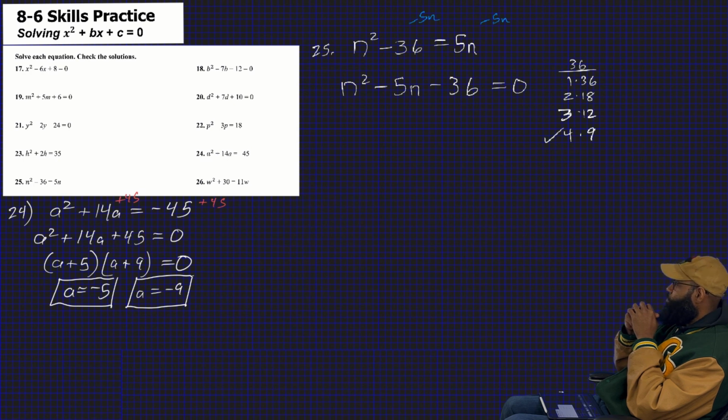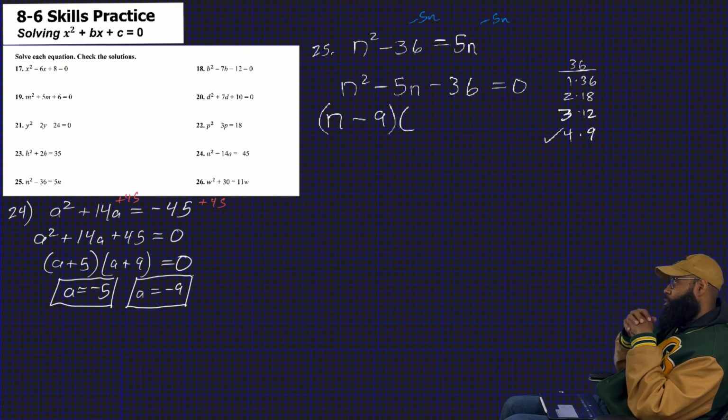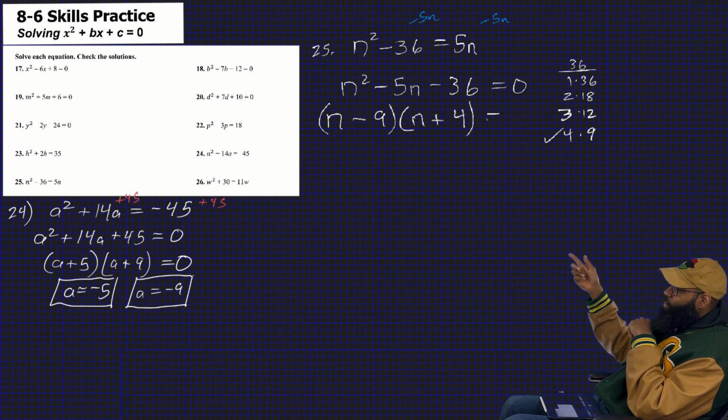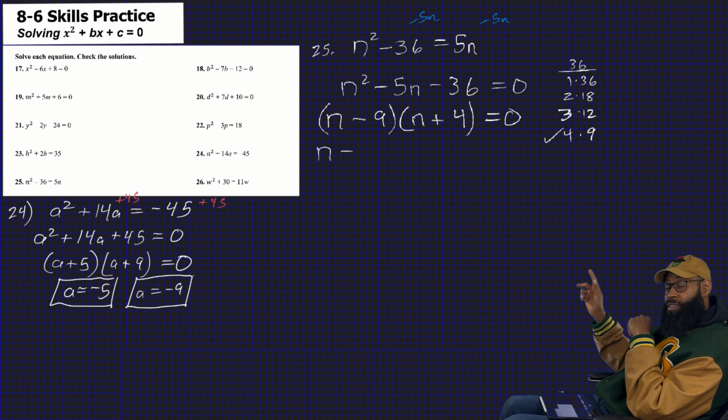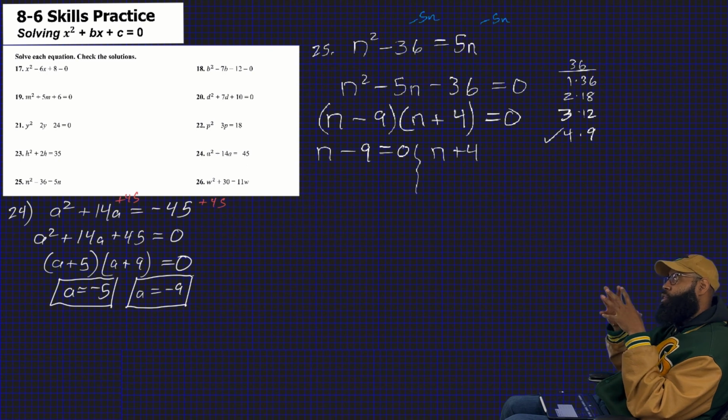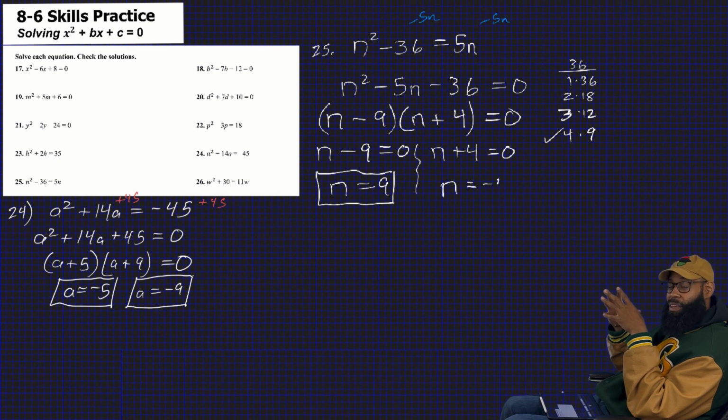6 times 6. Now, which one of those gives me a difference of 5? Oh, 4 and 9. But again, who should be negative and who should be positive? Well, the middle term, the negative 5n, tells me out of those two choices, 4 and 9, 9 has to be negative. Because when I add 4 and 9, you get 13. But when you add a negative 9 and a positive 4, you get negative 5. If you add a positive 9 and a negative 4, then you get positive 5. We did not want positive 5.